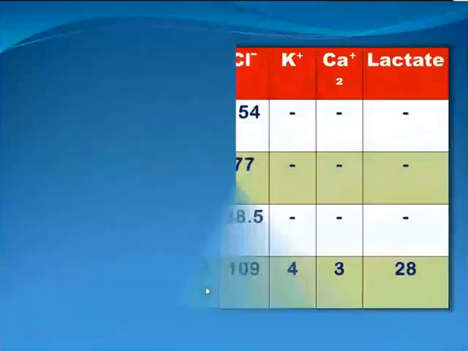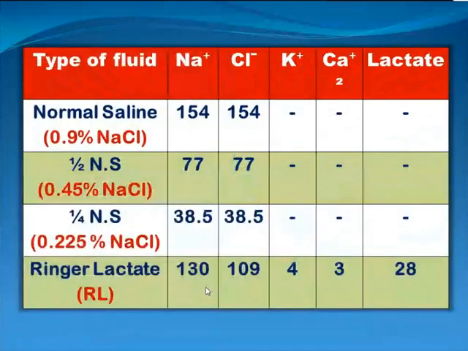Now, these are the constituents of a group of crystalloid fluids. When we say normal saline, it is the nearest to the osmolarity of the plasma, but it actually contains just sodium and chloride. And the concentration, as you see here, is 154 for both. So when we say it is half, of course, the concentration will be half. When we say it is a quarter, the concentration will be like this.